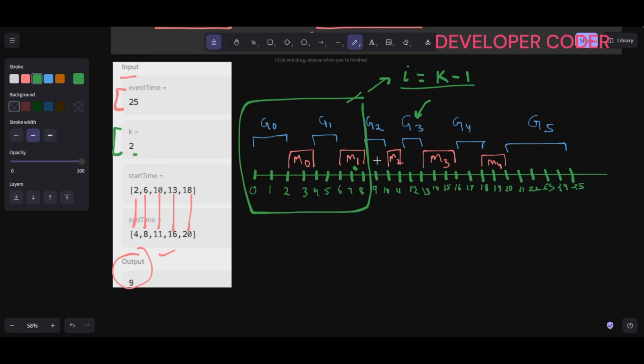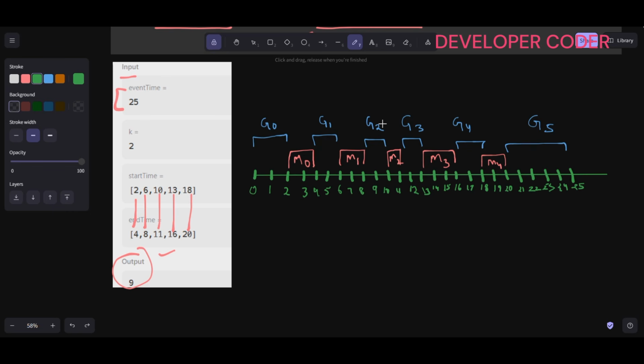Now in this range, for two meetings, three gaps are there: g0, g1 and g2. For these two meetings, these three gaps will be impacted, right? If you notice here, until here I'm taking two meetings, so this is one free gap, this is one free gap, and this is one free gap. So how are you going to calculate that?